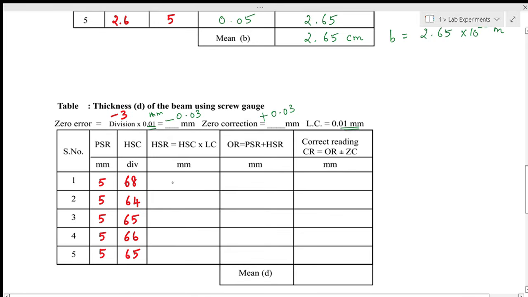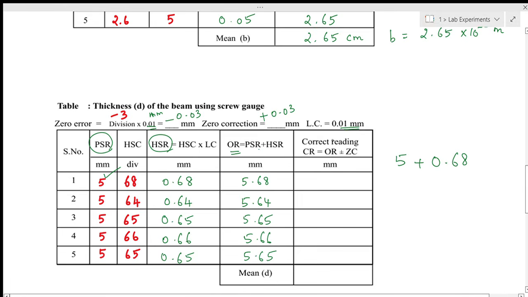HSR is equal to HSC into LC. So HSC is 68, least count is 0.01 mm. So we get 68 into 0.01. I get 0.68, 0.64, 0.65, 0.66, 0.65. Observed reading is equal to PSR plus HSR, that is 5 plus 0.68 will give you 5.68. Here 5.64, 5.65, 5.66, 5.65.